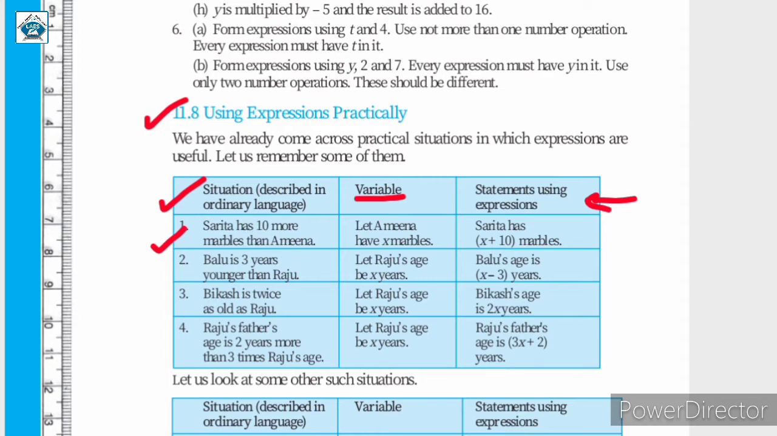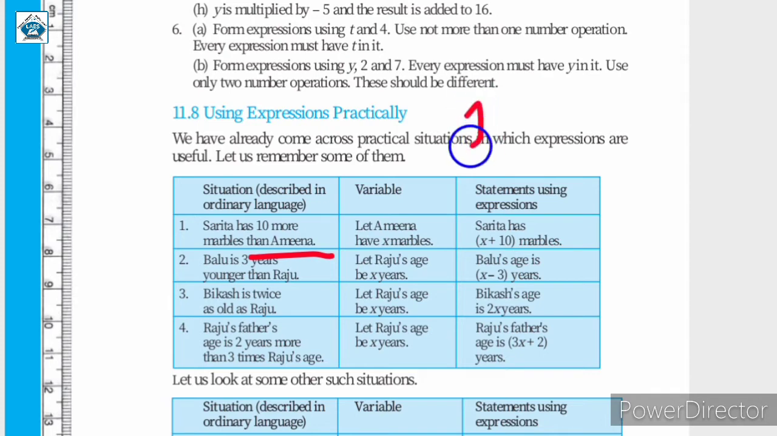So if we consider Amina's marbles to be X, then we can say that Sarita has X plus 10 marbles. That is, let Amina have X marbles, then Sarita has X plus 10 marbles. For understanding this, you can even consider it numerically. Sarita has 10 more marbles than Amina. यानी कि अमीना के पास जितने मार्बल्स हैं उसके कंपैरिजन में सरिता के पास 10 ज़्यादा है.